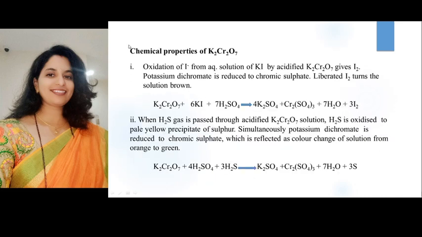Now we will see the chemical properties of potassium dichromate. Oxidation of I- from aqueous solution of KI by acidified potassium dichromate gives iodine. Potassium dichromate is reduced to chromic sulfate and liberated iodine turns the solution brown. When H2S gas is passed through acidified potassium dichromate solution, hydrogen sulfide is oxidized to pale yellow precipitate of sulfur. Simultaneously, potassium dichromate is reduced to chromic sulfate, which is reflected as a color change of solution from orange to green.